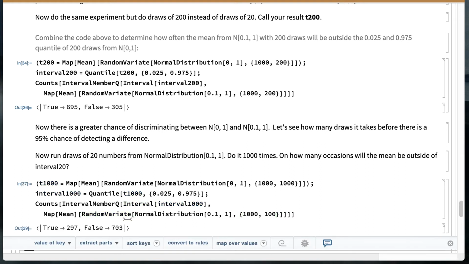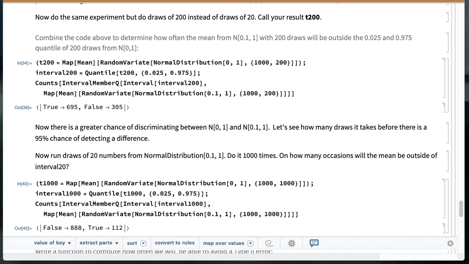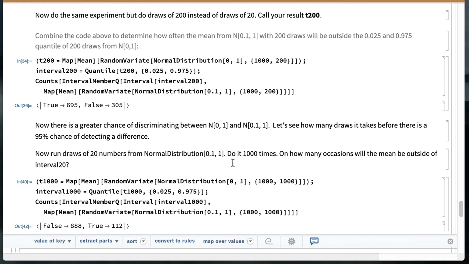And now we're getting better. Now we're with 1,000. With 1,000 draws, now most of the time our mean is going to lie outside of the interval that it would have lain in had we been drawing from N(0,1). And so it looks like with enough draws we can start to do better.